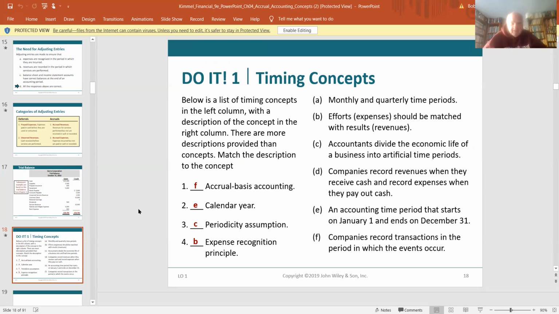Below is a list of timing concepts in the left column with the description of the concept on the right. Match the description to the concept. Accrual-based accounting: companies record transactions when they occur. Calendar year, we know what that is, January through December. Periodicity, that's where you can divide a business into a particular month. Expense revenue principle: efforts should be matched with results, revenues.